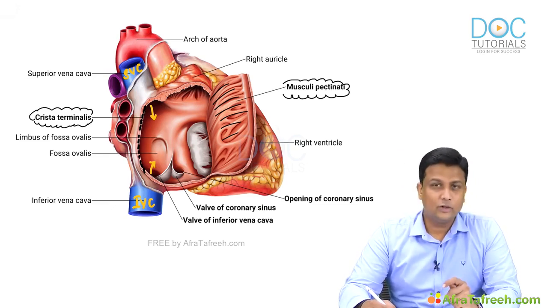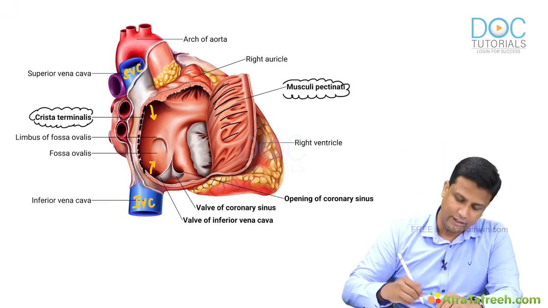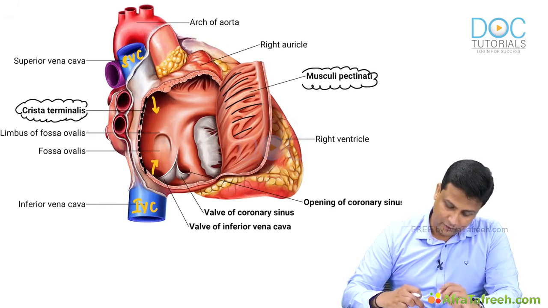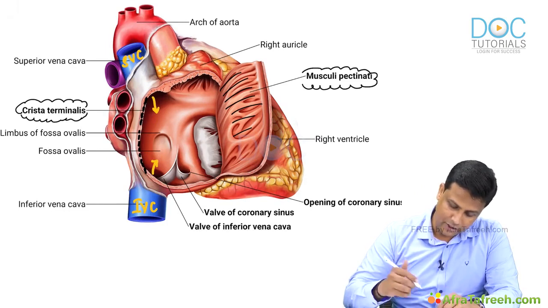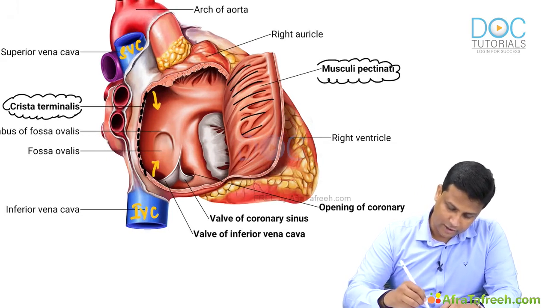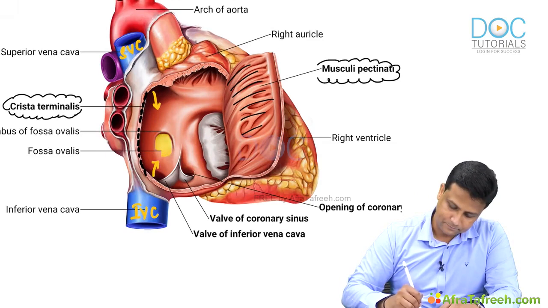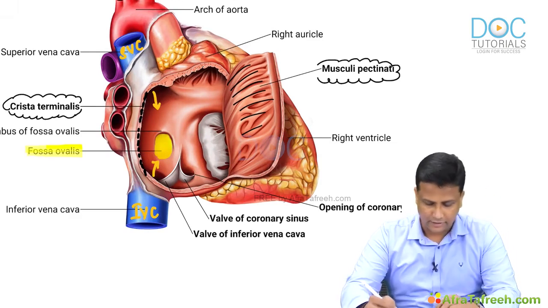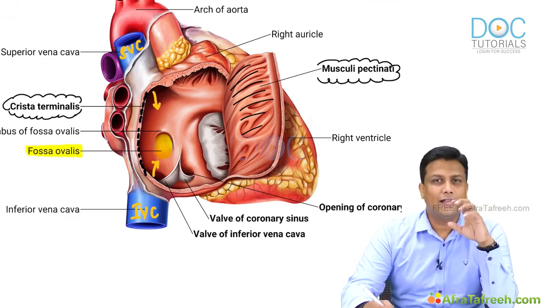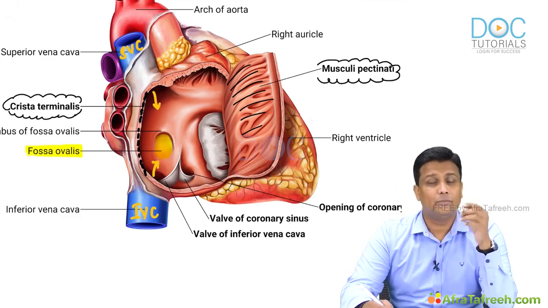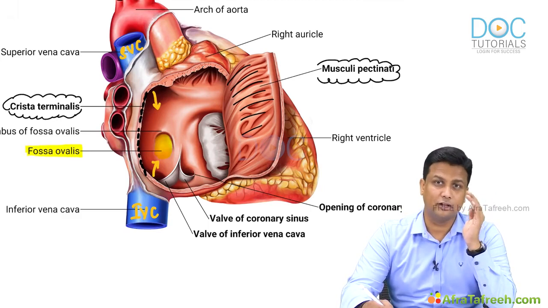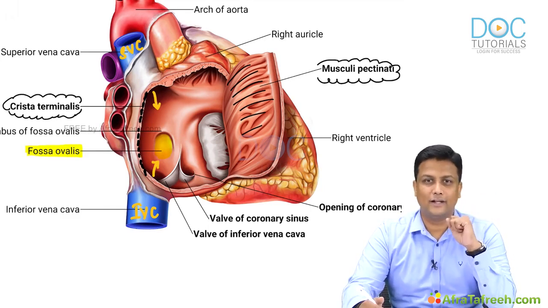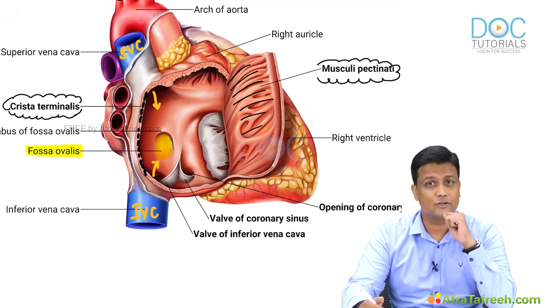Then one more thing to appreciate here is the interatrial septum. In this interatrial septum you can see the oval shaped fossa ovalis. In the embryology part we have already discussed that you have the foramen ovale, which closes after birth, and then you only have a saucer shaped depression there, known as the fossa ovalis.